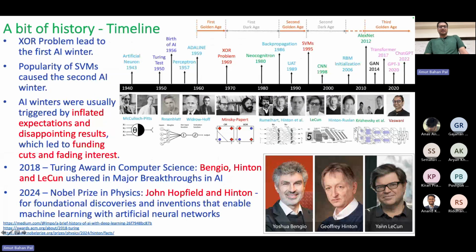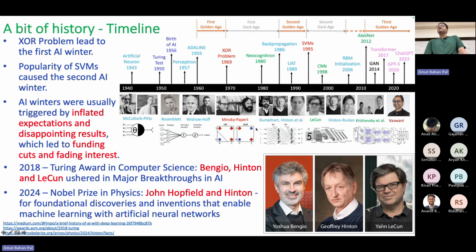Some other history: mostly what happens in deep learning in general is there is a golden age, then a dark age, then a golden age, and a dark age. Like AI winter. So the famous XOR problem was causing the first AI winter. Then the popularity of SVMs and other methods caused the second AI winter, because back in the 1980s to 1990s and even 2000s, most researchers focused on those methods which were explainable. And AI winters are generally triggered by inflated expectations and disappointing results, which led to funding cuts and fading interest.